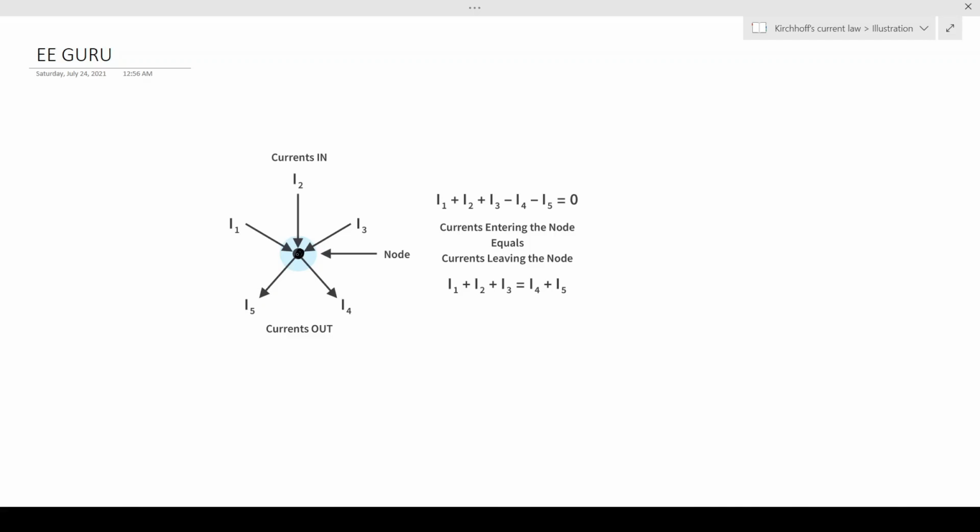And as you can see, I1, I2, and I3 are flowing into the node. And the summation of I1, I2, and I3 is equal to the summation of I5 and I4. And this is Kirchhoff's current law.